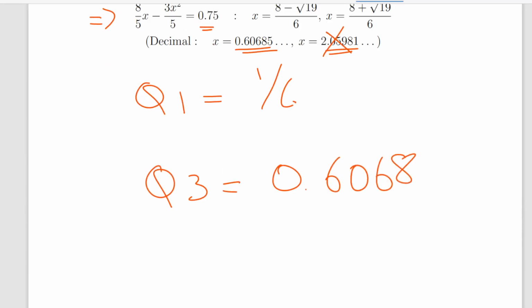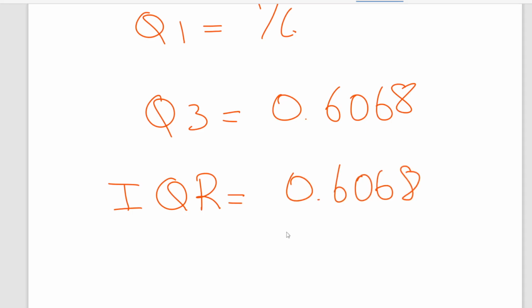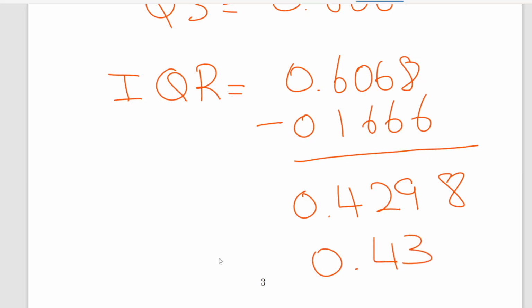Subtracting one from the other, I didn't write out the answer there, the interquartile range, IQR, equals 0.6068 minus 0.1666. Working that out, we shall get 0.4298. Okay, 0.43 essentially is the interquartile range. Okay, that's grand. We leave it there.